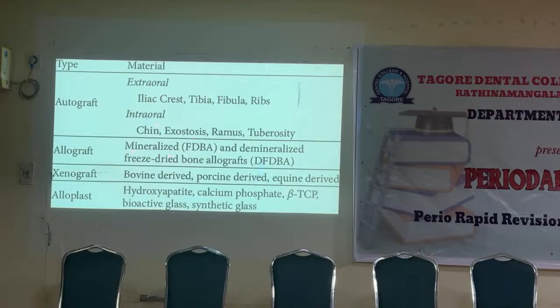Allograft you have to take from cadavers. And xenograft is bovine, porcine, equine, and chemically mediated are hydroxyapatite crystals, calcium phosphate, beta tricalcium phosphate, bioactive glass, and synthetic glass materials.